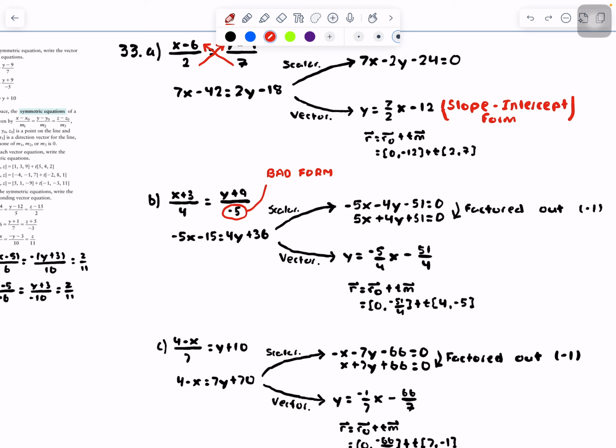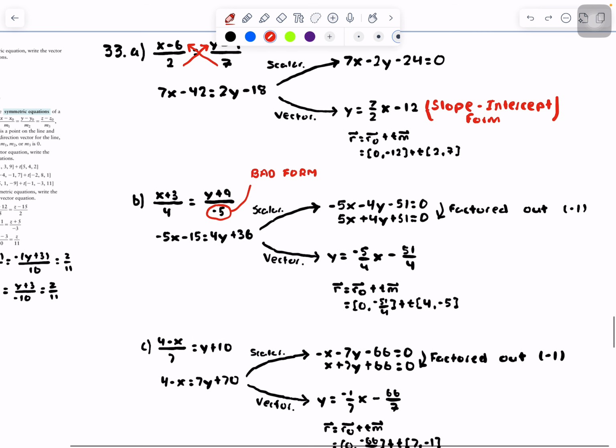To get your scalar form, move everything over to the left-hand side, make your right-hand side equal 0, x first, then y, followed by the constant. One thing to recognize is that in the scalar form, you never want to have a negative out front. Right here, there's a negative out front, and that's just bad convention. So I factored out a negative 1 and divided by it, to get 5x plus 4y plus 51 equals 0.